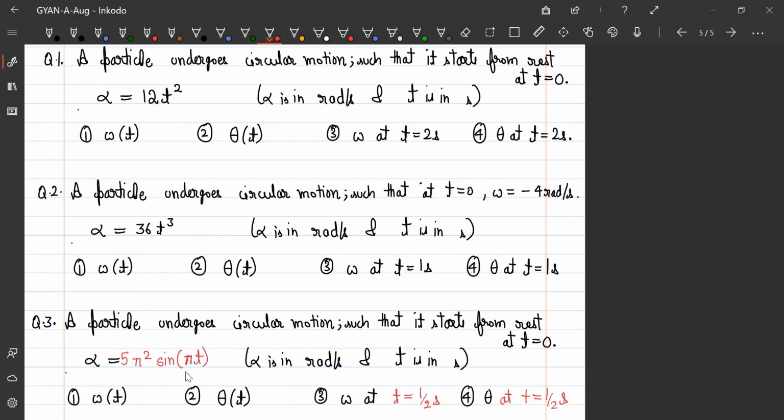Okay, so this is your alpha. Now find out omega or theta. If you face any difficulty, do ask, don't shy away.